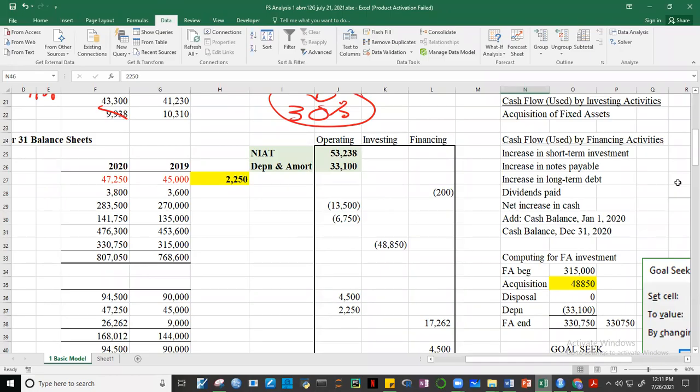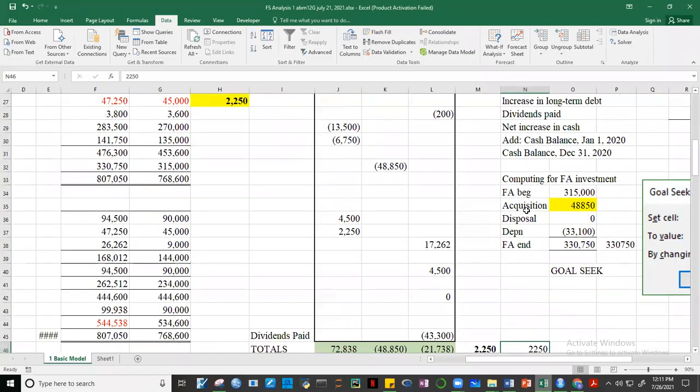That's a good question. Paki-share yung question mo dun sa everybody. Okay, so ang question ni Jill dito, what is acquisition? Yung acquisition guys, ito yung bagong binili na equipment. Yan. So nagsimula tayo 315, tapos may binili na bagong equipment, tapos may binenta, tapos yung depreciation ibabawas, and then the ending should be 330750.